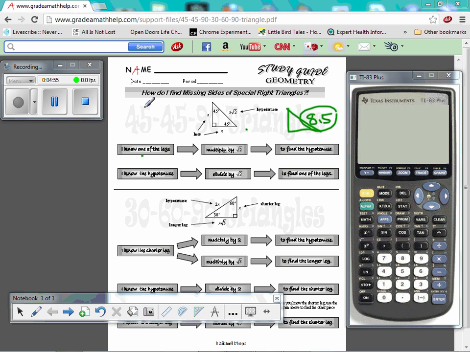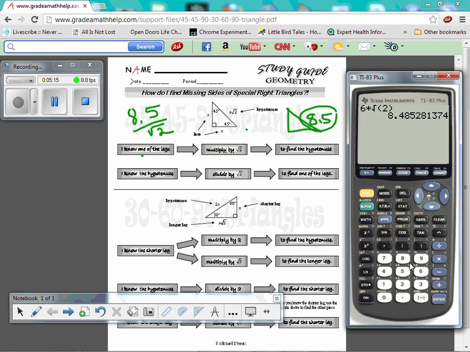Let's try it. So if I go 8.5 divided by root 2, let's put that in the calculator. Let's try that. So we turn it on. Let's see if we have 8.5 divided by root 2, and let's hope we end up with something like 6. Yes, we do. We get 6.0.